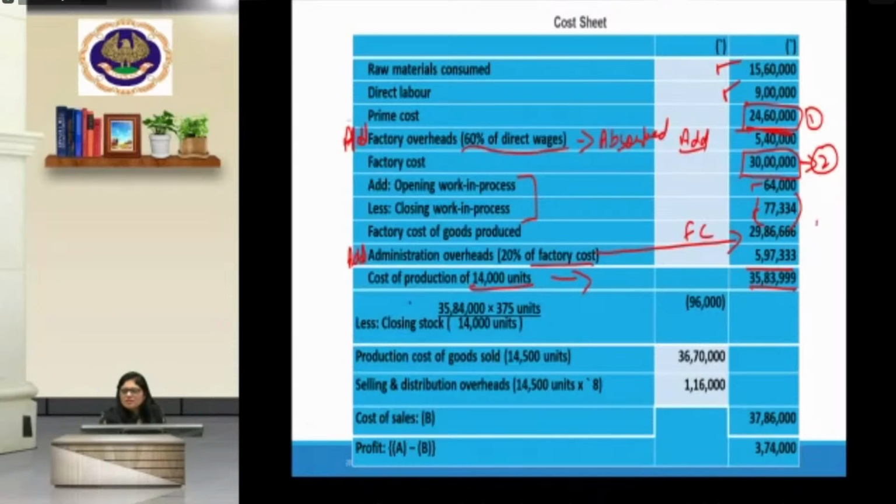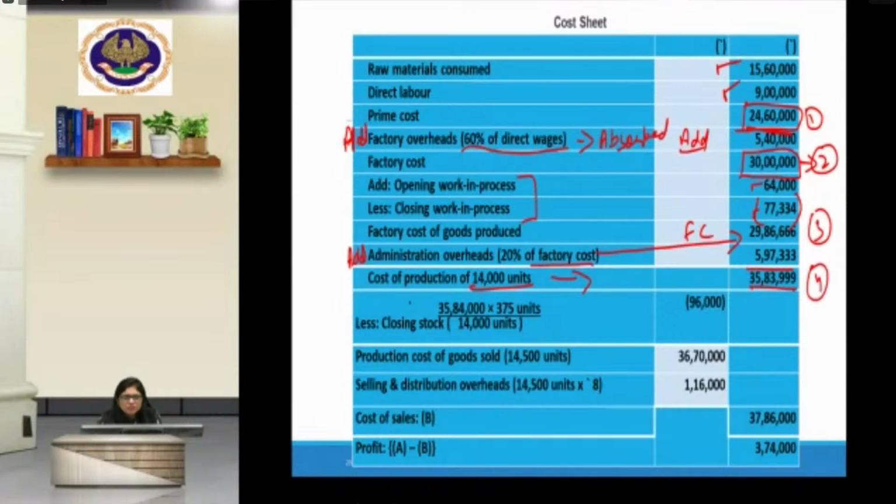Factory cost of goods produced, this is the third landmark. We add the admin overhead. The absorption rate is 20% of factory cost. So we have added the admin overheads, see, it is in sequence, in continuation. The whole cost sheet will start from raw material and will end in profit or sales. All right. Then we get the cost of production. This is the fourth landmark.